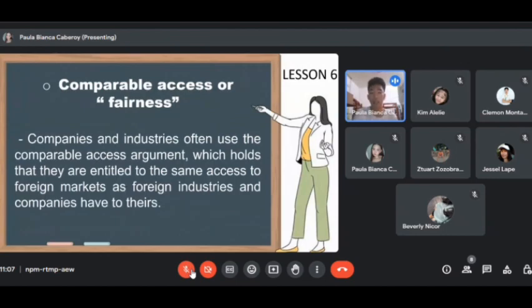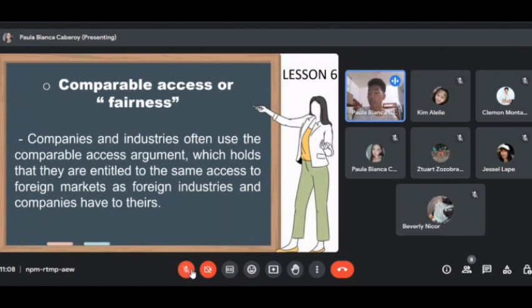Companies and industries often use the comparable access argument, which shows that they are entitled to the same access to foreign markets as foreign industries and companies have to theirs. So comparable access, also known as fairness, is a concept often used by companies and industries to advocate for equal access to foreign markets. The underlying economic theory suggests that when businesses have comparable access to markets, it can lead to reduced production costs due to economies of scale.